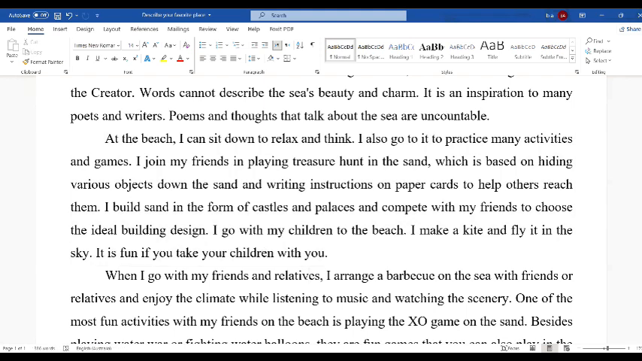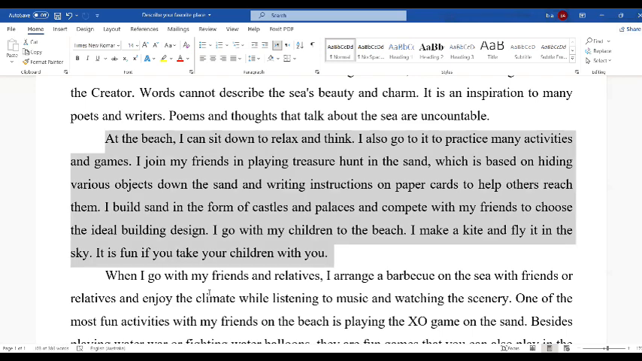You see that here I'm describing the activities. I'm telling details about the activities, about the games that I'm having with friends, with the family, with children, when I am at the beach. So it is similar to telling a story, because I'm describing an event, I'm describing something that makes me feel comfortable when I am in my favorite place.